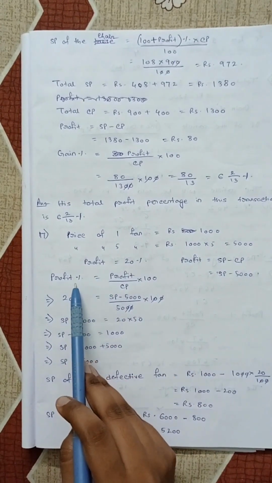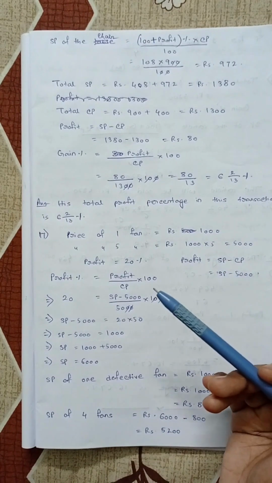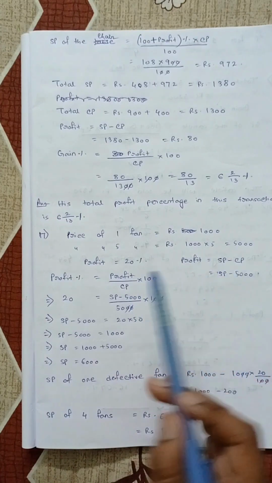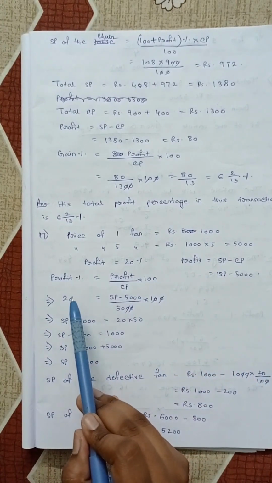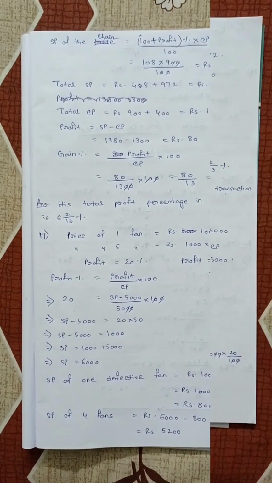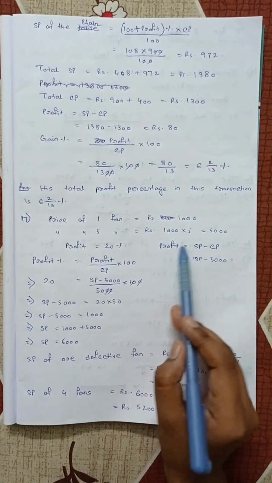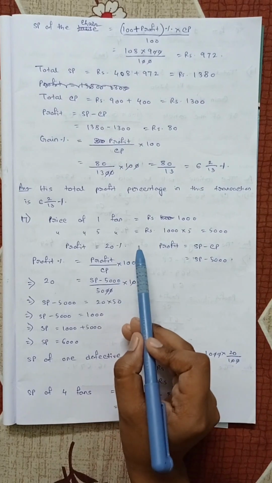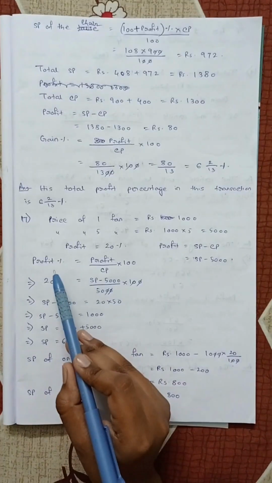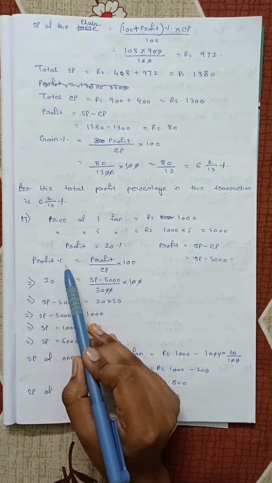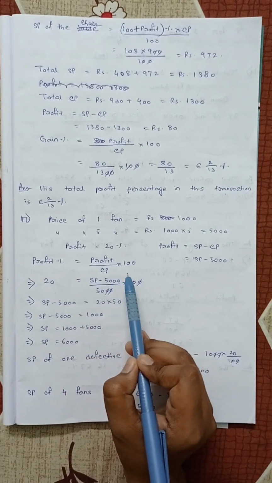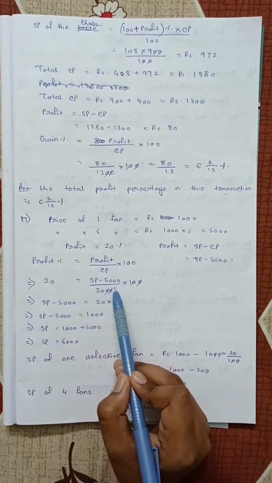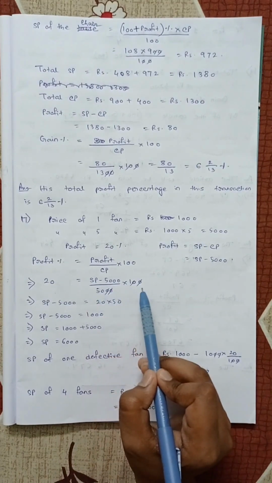But we know the profit percentage and we have to find out the SP, so we have to follow this formula. Profit percentage equals profit by CP multiplied by 100. In place of profit percentage we will put 20. Profit is equal to SP minus CP, and the profit percentage is given, so we have to first find the SP. We put the value of profit here, and the value of CP, multiplied by 100.